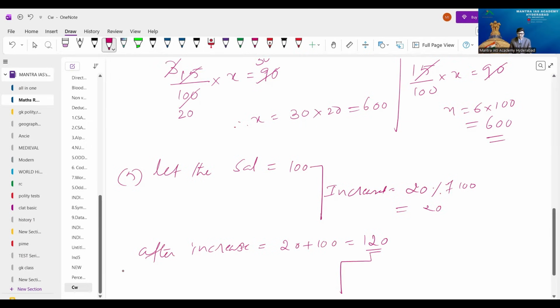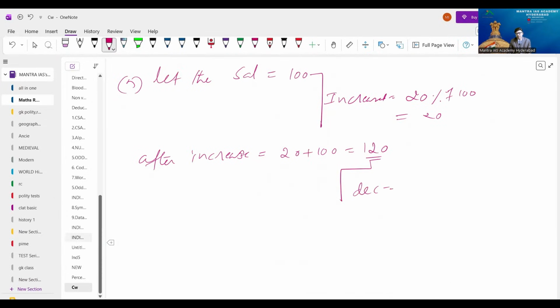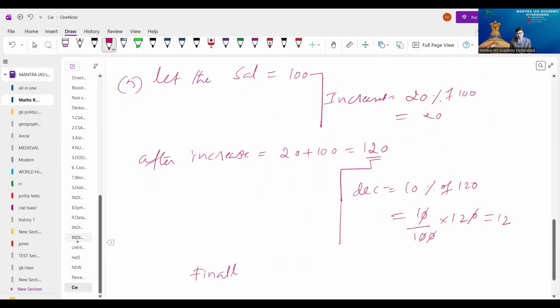But what happened in the next one? Just see the question once again. It was reduced by 10%, beta. So the decreased value is equal to 10% of 120. How much is it? 10 by 100 into 120, the zeros get cancelled, so 12 rupees reduced. So how much is the final salary? 120 minus 12, it's exactly 108.